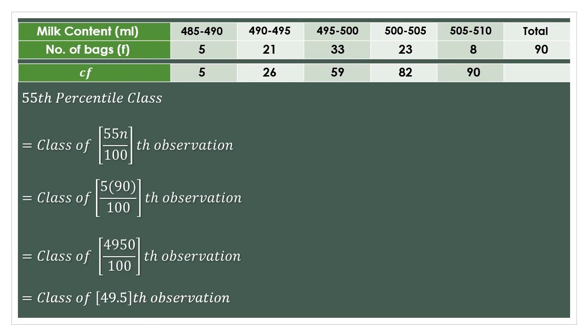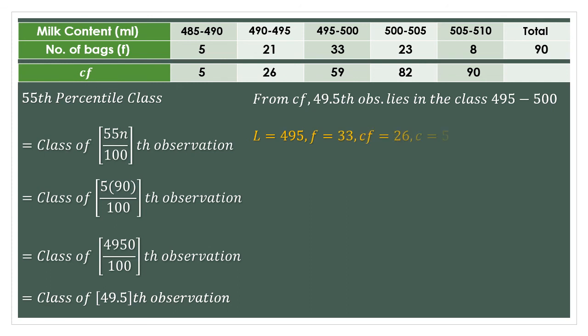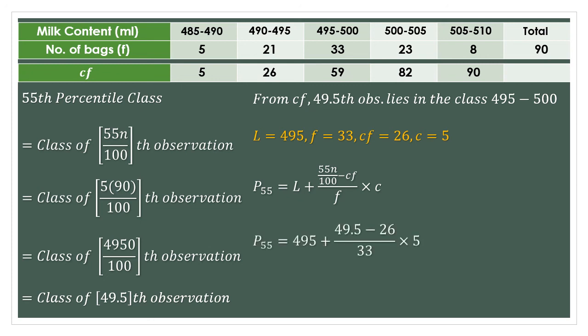So as you can see from the CF, you can find that the 49.5th observation is part of the CF 59, and the class here is 495 to 500. So the 49.5th observation lies in the class 495 to 500. The lower limit is 495, frequency 33, previous CF 26, and the class length is the same, 5. Finding P55: L plus (55n upon 100 minus CF) upon F into C. Putting the values: 495 plus (49.5 minus 26) upon 33 into 5.